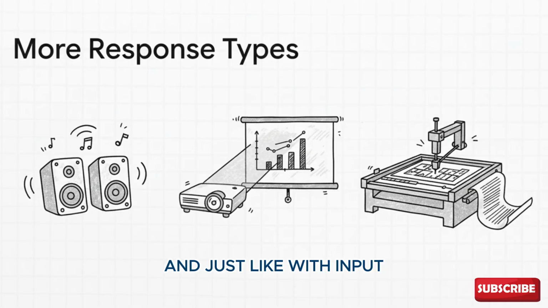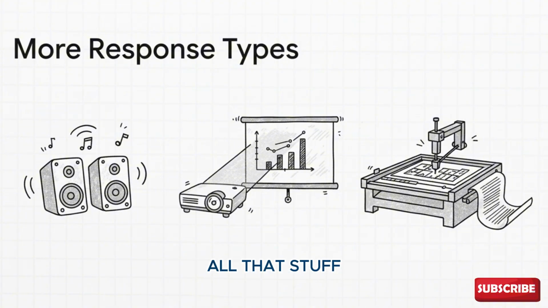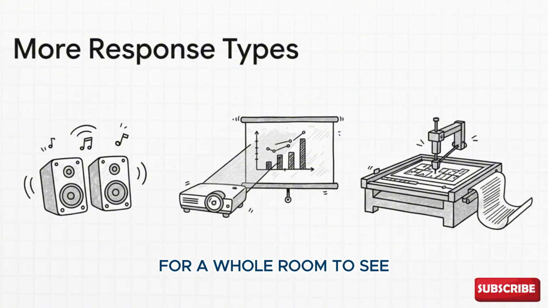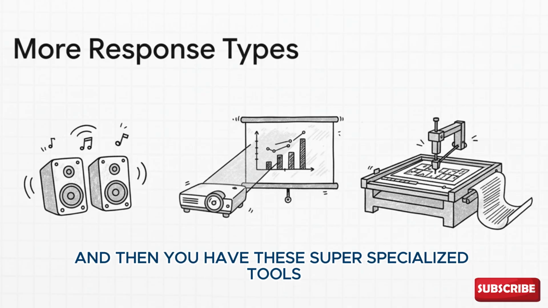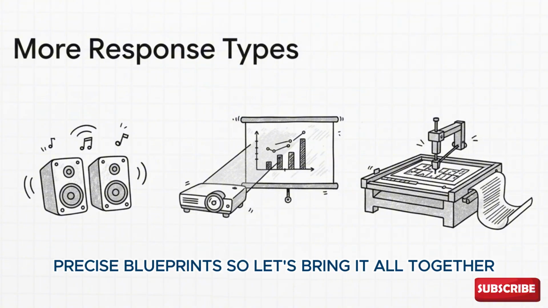And just like with input, output isn't just about what you see. Speakers give us sound, music, notifications, all that stuff. Projectors can take an image and blast it onto a wall for a whole room to see. And then you have these super specialized tools, like plotters, that architects use to draw out massive, precise blueprints.